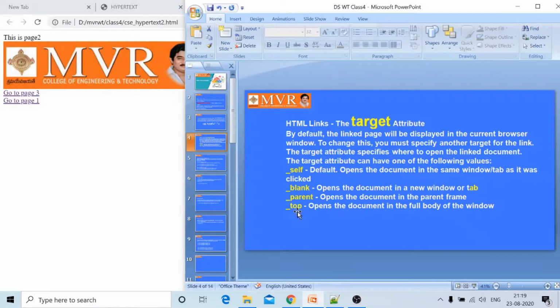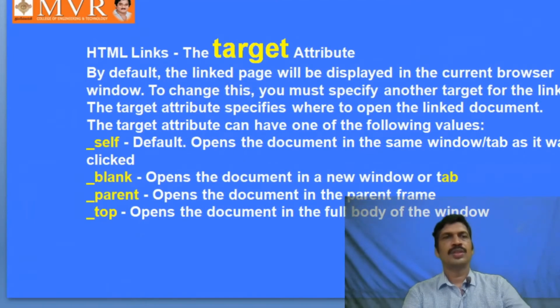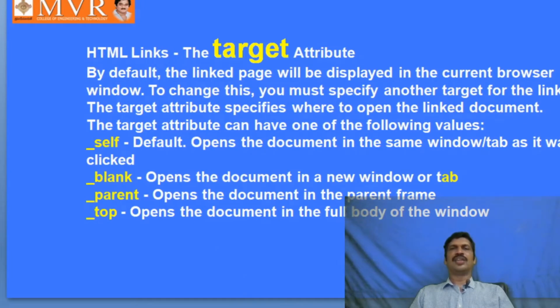_parent is used in the frames concept, at the time of covering the frames concept. _parent is another attribute value. By default it also opens in the same window. In the frames concept, it will appear at the time of covering the topic frames in HTML. I will discuss the _parent attribute of the anchor tag then. _top means in one frame, another frame, another frame. If we keep these attributes as _top, that will be opened in the same window.